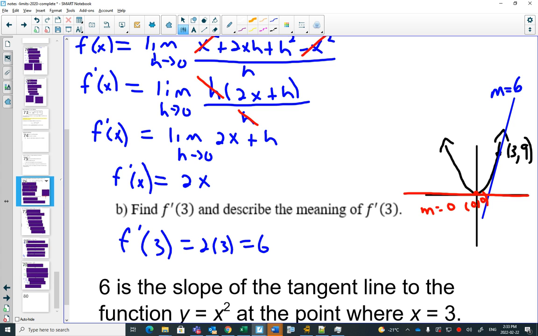I can choose another point. Let's say I go to the point -1, 1. The tangent would be right here. What's the slope of that tangent line? -2, because I could plug -1 into my slope formula. Basically, your derivative is a formula for the slope of that function.